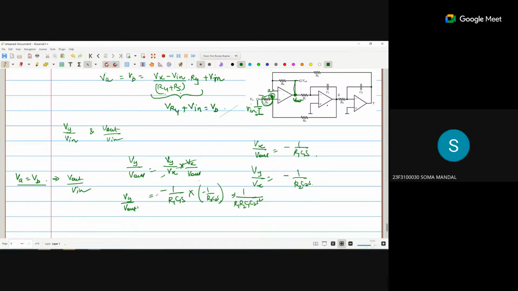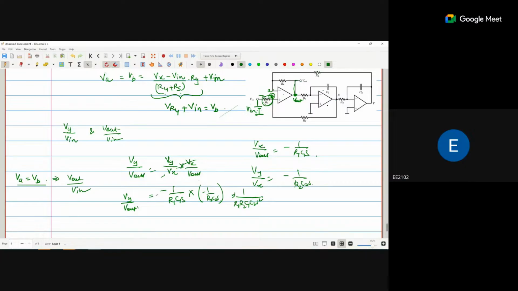Sir, Vy by V out, is it 1 by R1 R2 C1 C2 square? Yes. This is the VY, this is the V out. So basically both integrators multiply. Yes, sir. It is 1 by R1 R2 C1 C2 S square.